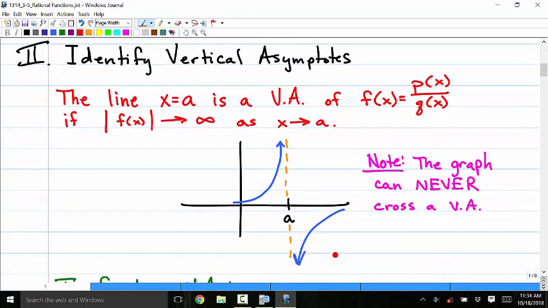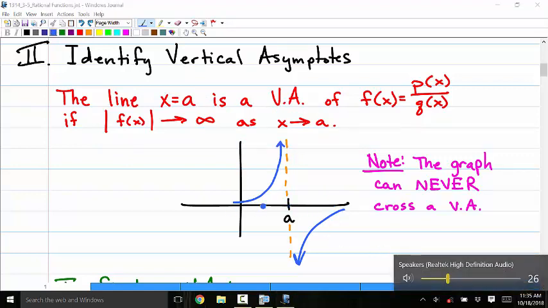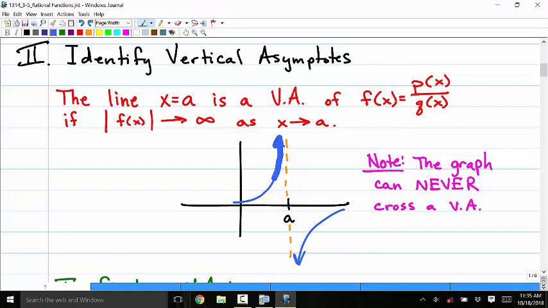Okay, let's go talk about vertical asymptotes. The line x equals a is a vertical asymptote of the rational function if the y values approach infinity, or it could approach negative infinity, as x approaches the value a. The y value either goes to positive or negative infinity as the x value goes to a. Meaning, when you approach a from the left, what's the y value doing on this side? It's going up to infinity. If you approach a from the right, what's your y value doing? It's going down to negative infinity.